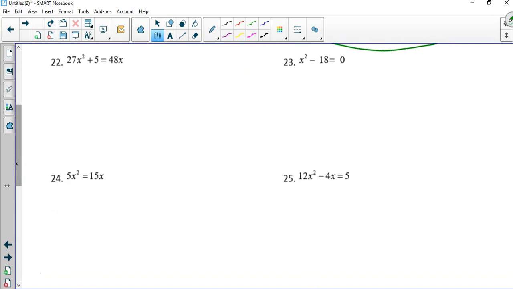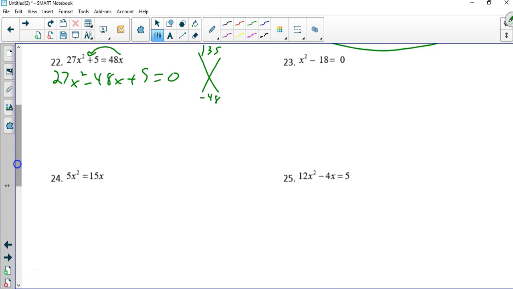Remember, at any point you need to, hit pause if you need to slow it down. I'm going to move the 48x over by subtraction and put it in the middle. 27x squared minus 48x plus 5 equals 0. Now this is one where you might want to do the ABC method. This is 135 and negative 48.